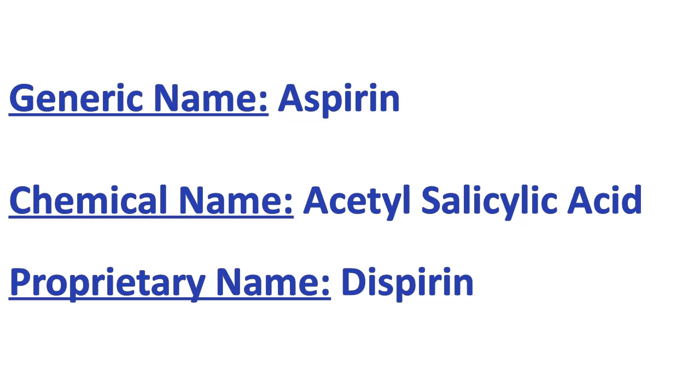As an example, we can take aspirin. It is the generic name for this drug. Its chemical name will be acetyl salicylic acid, while its brand name is Disprin.